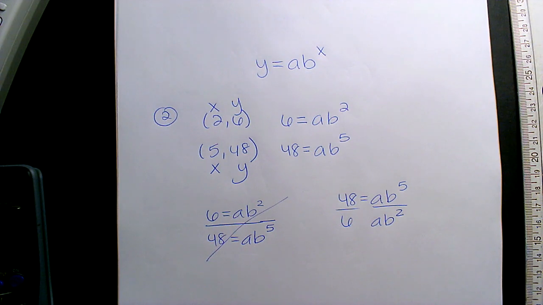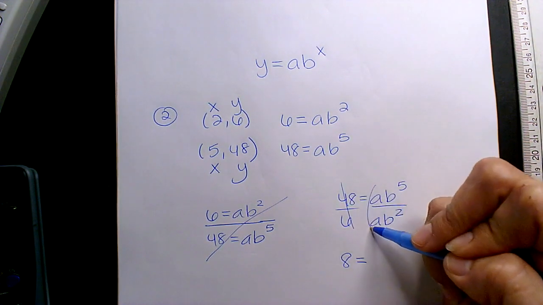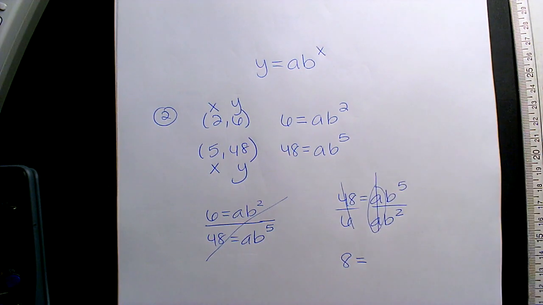Keep going. All right, so what's 48 divided by 6? You guys have to grab calculators? What's 48 divided by 6? 8. Very good. Okay, so this is 8. Okay, what's a divided by a? It's just 1. So that should always occur. A divided by a, because a is to the 1 power, a is to the 1 power, right?